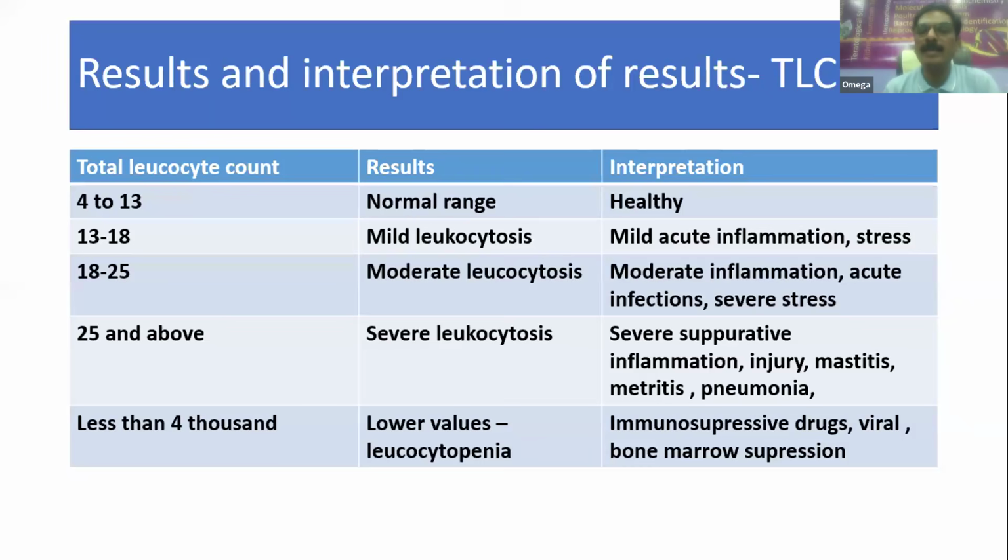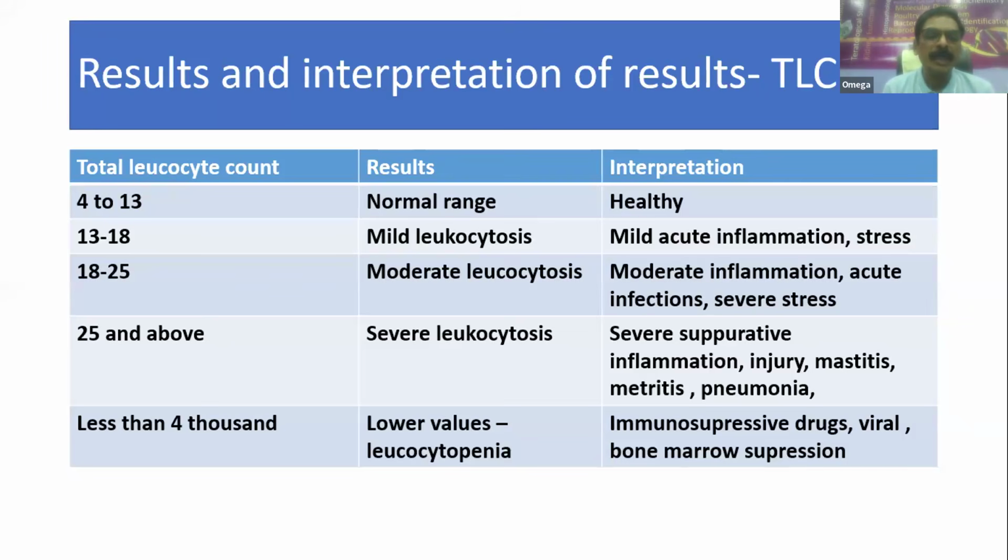13 to 18, mild acute inflammation, could be any kind of stress. Moderate leukocytosis can be observed in moderate inflammation, acute infections, and severe stress. Severe leukocytosis can be observed due to many suppurative conditions, suppurative inflammations, injuries, mastitis, metritis, pneumonia. So in all these conditions, the total leukocytic count will be more than 25,000.